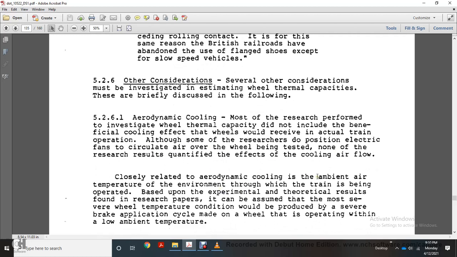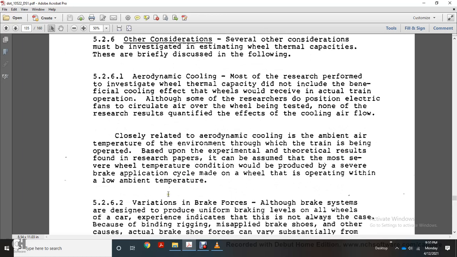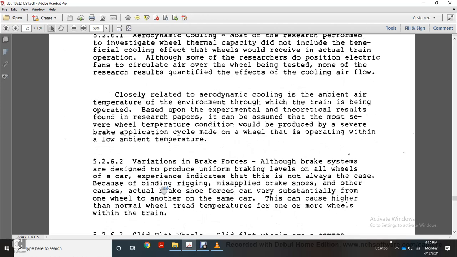Closely related to aerodynamic cooling is the ambient air temperature of the environment through which the train is being operated. Based upon the experimental and theoretical results found in research papers, it can be assumed that the most severe wheel temperature condition would be produced by a severe brake application cycle made on a wheel operating within a low ambient temperature.